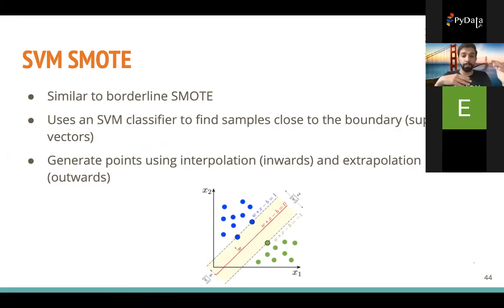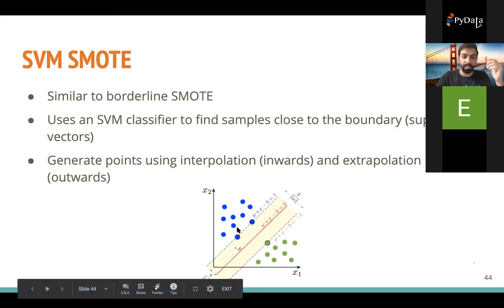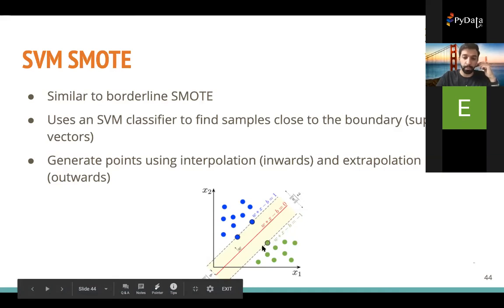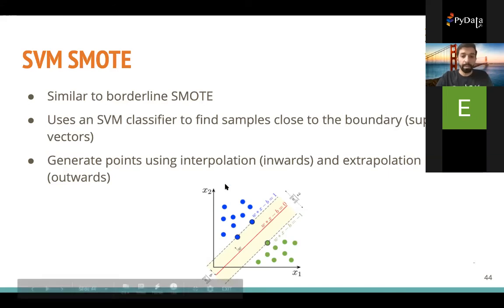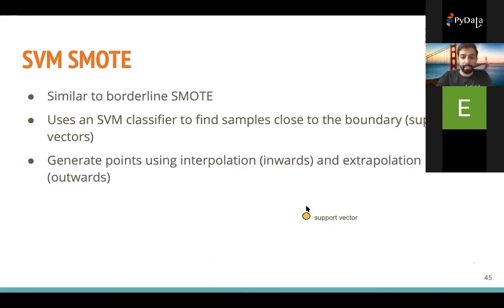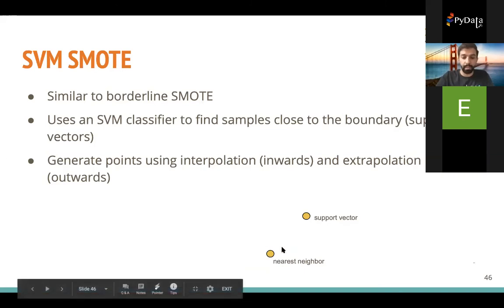And we use SVM to find those support vectors. For example, those two blue points are the support vectors for the blue data set. The green point is the support vector for the green set. We can generate the points either using interpolation or extrapolation. For example, let's say this is a support vector. This is a point at the edge of its set. And then we apply nearest neighbors to find points from its set that we can use to interpolate.